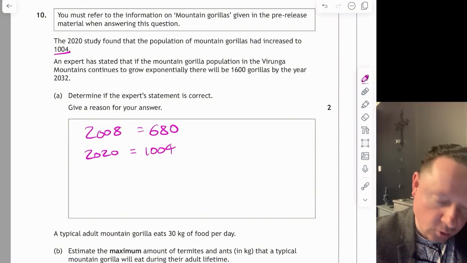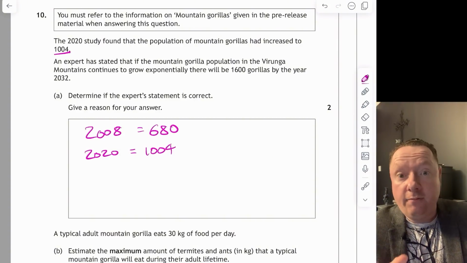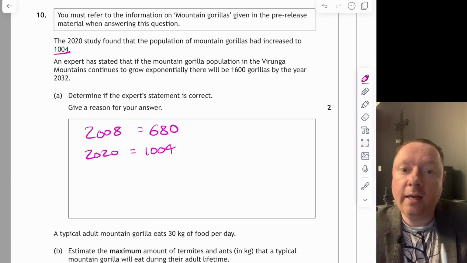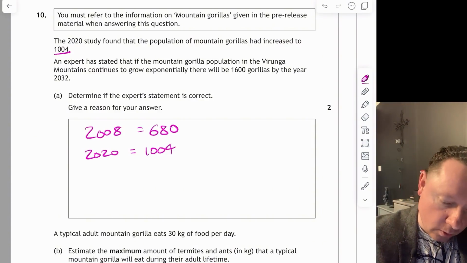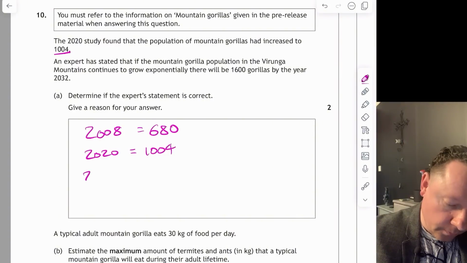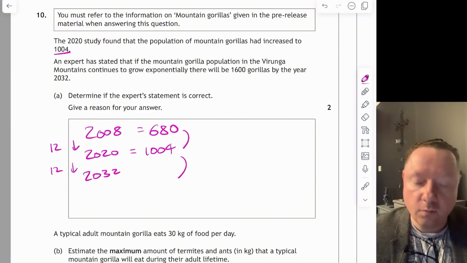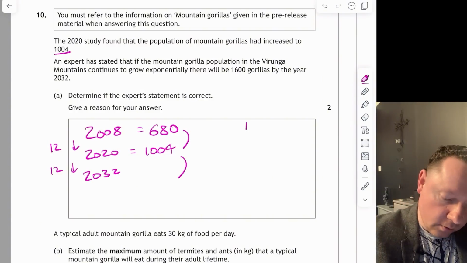Now the way exponential growth works is if over a certain time period, like 10 years, something had doubled, it will keep doubling every 10 years. So this is 12 years and we now want to know 2032. So let's just check that the time period is the same, 12 years, 12 years. So if I know what that's times by, for the next one I'll just times by the same amount. So how do I know the multiplier? I just do 1,004 divided by 680.